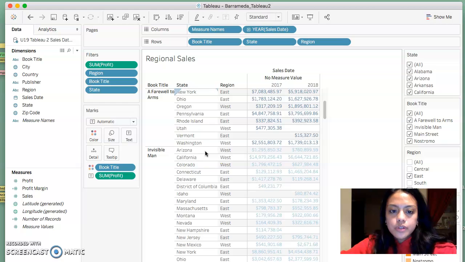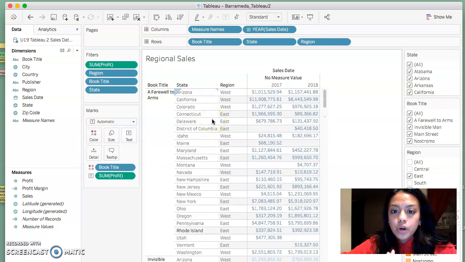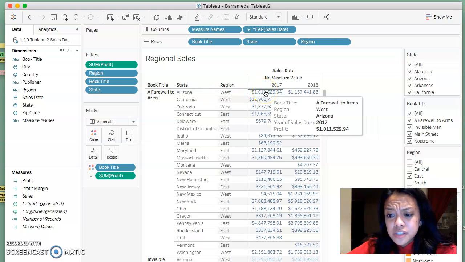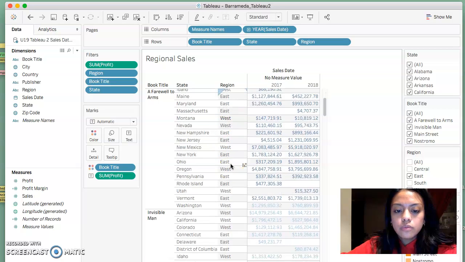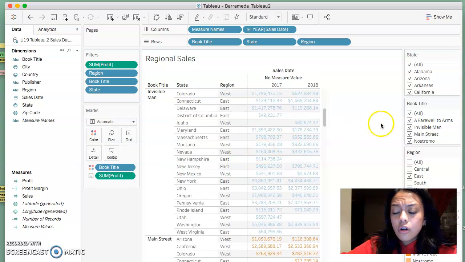And here you're able to see in 2017 versus 2018, which book, how much that book was actually sold for, and which state had a specific number, and so which region you want to look at, east, west, you can look at all of them if you want.